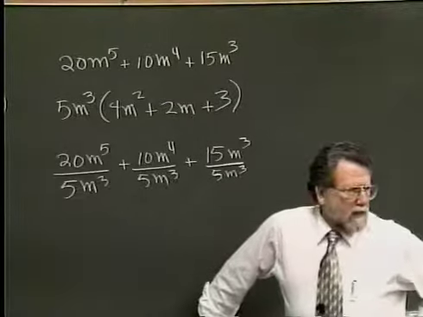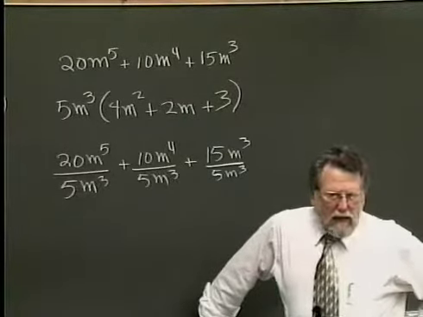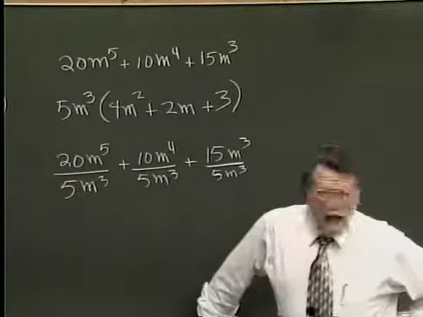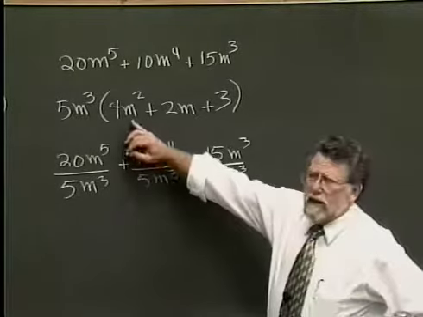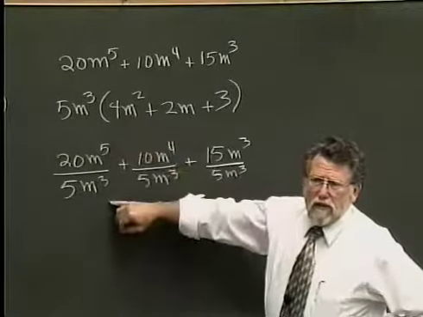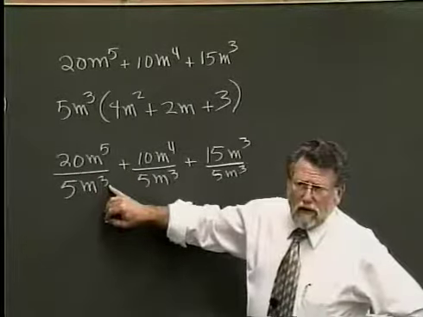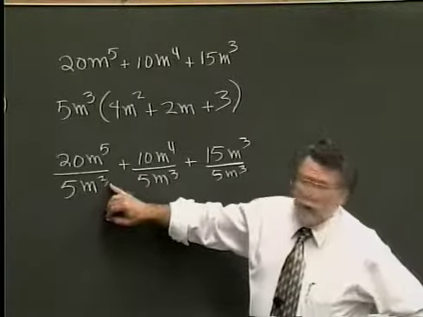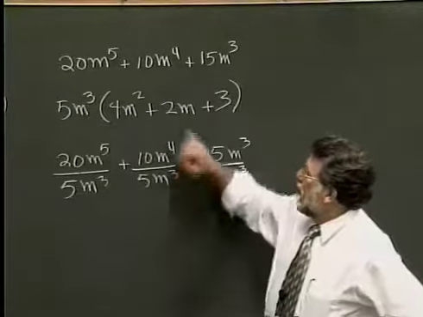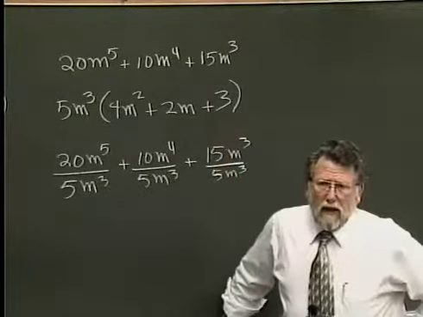That's going back to what we did in a previous section, correct? And you would sit there and cancel. And I hope you see immediately you would indeed get 4m to the second out of the first one. 5 into 20 goes 4. M to the 5 over m to the third is 5 minus 3, hence m squared, and likewise down.